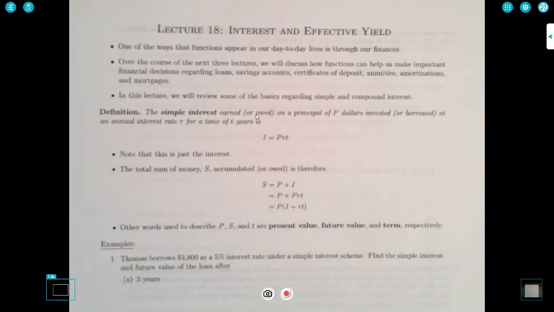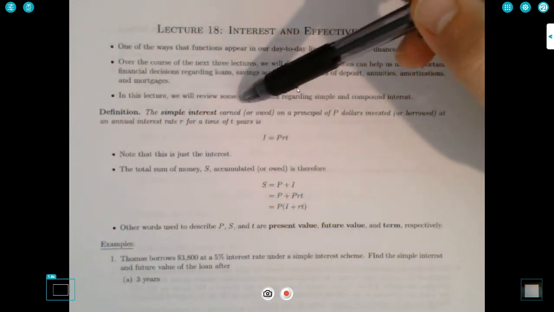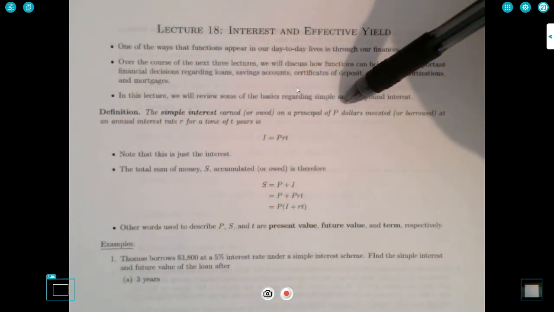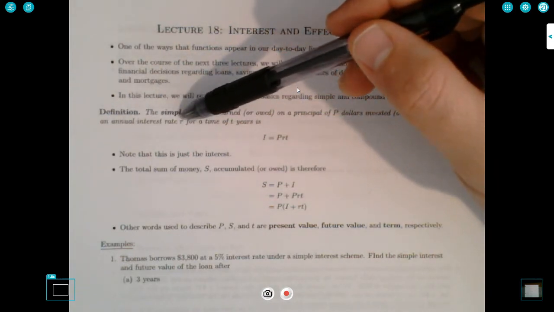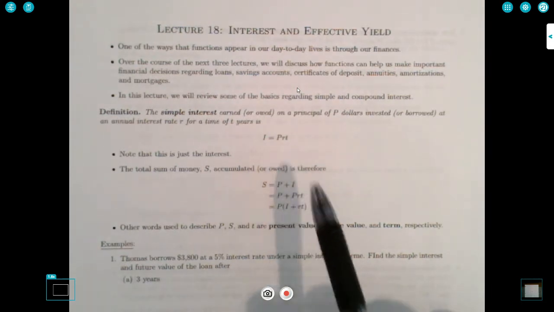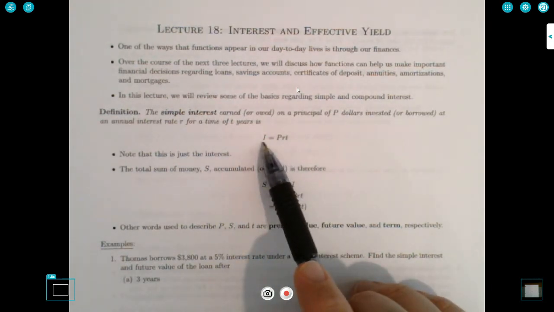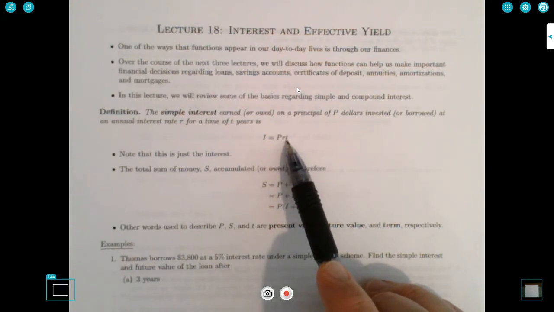But then we're going to build upon that when we talk about things like annuities in the next lecture. Okay, so simple interest. The simple interest earned or owed on a principal of P dollars invested or borrowed at an annual interest rate R for a time of T years is I equals P times R times T. So the interest that you make is the amount of money that you deposit times the interest rate times the time. Okay?